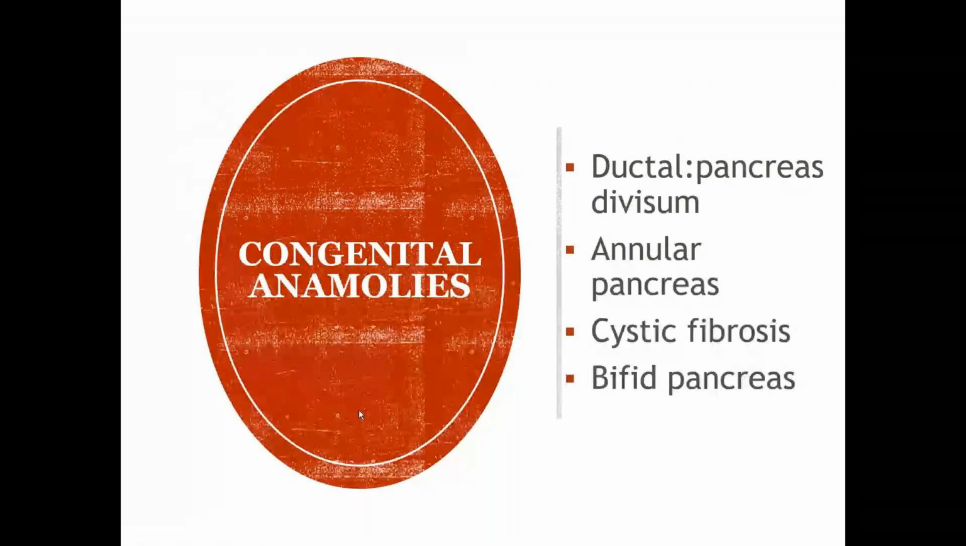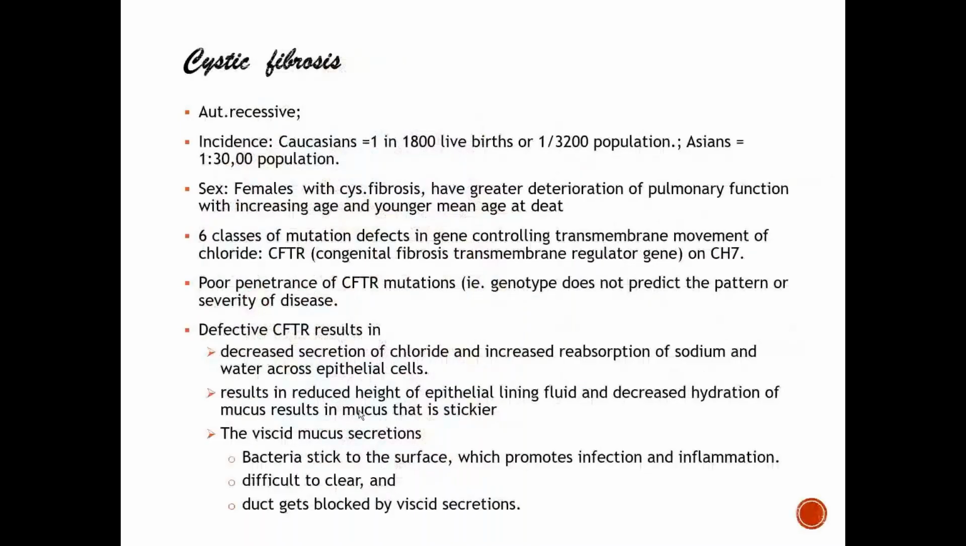Now coming to congenital anomalies, the anomalies we'll talk about are pancreas divisum, annular pancreas, cystic fibrosis, and bifid pancreas. First, let's talk about cystic fibrosis, which is an autosomal recessive disease. The incidence varies anywhere from 1 in 3,200 population in the Western world. In Asians, it is 1 in 30,000. So what we're looking at is a disease primarily in the Western world, less in the developing world or the Asian world, right?